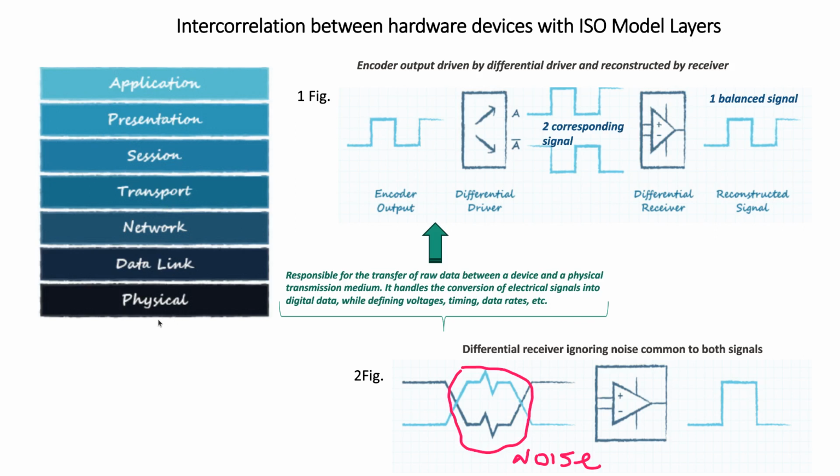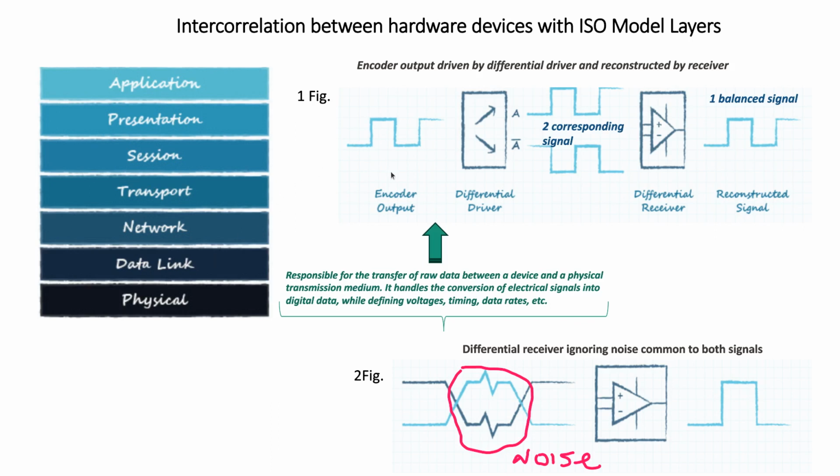Well, first it's starting from the physical layer, which is nothing but the embedded system. The physical layer is responsible for transfer of raw data between the device and the physical transmission medium. It handles conversion of electric signals into digital data while defining voltage, timing, and data rates. So we are daily using phones, right? Phones, iPhone, Samsung. We are pressing buttons and they are sending signals on specific drivers which are dealt with on a physical device and data link session.